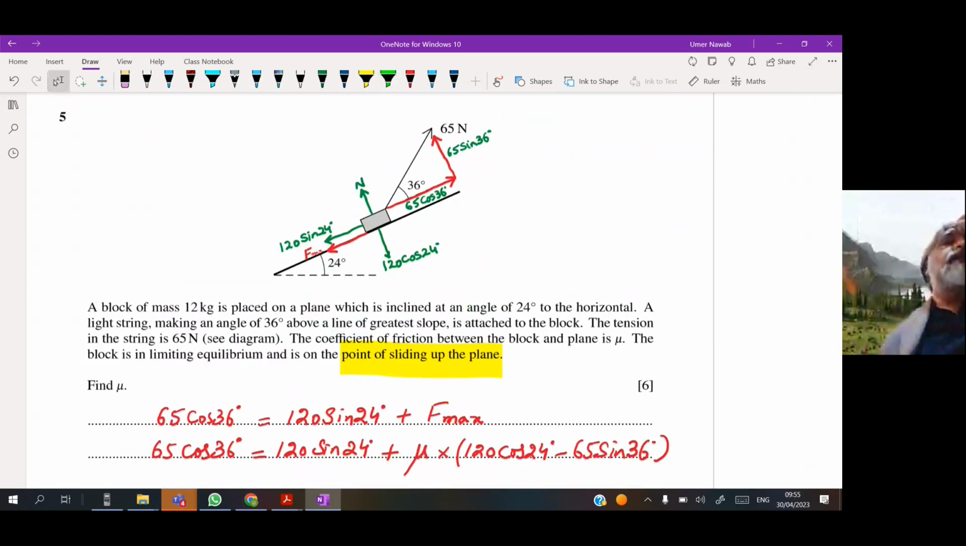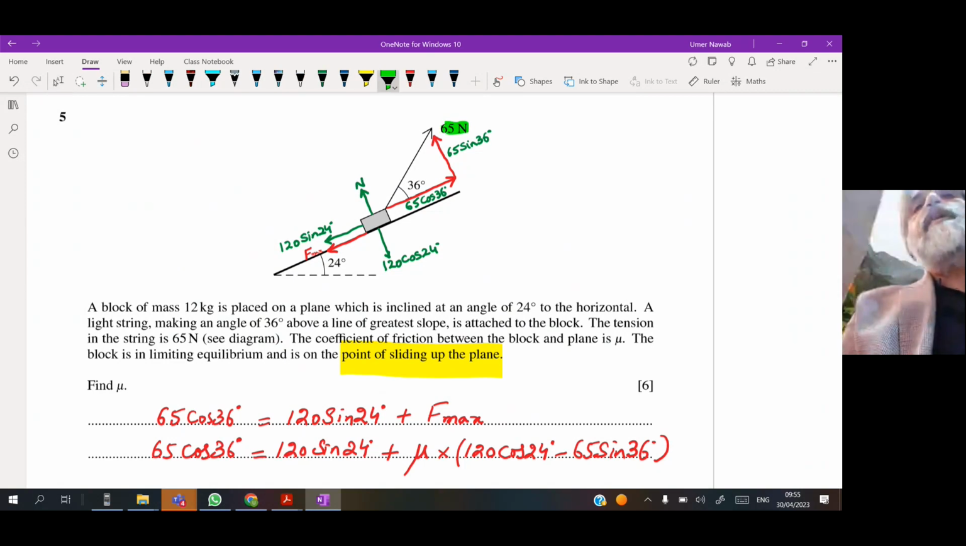Question number 5. Question number 5 is a straightforward ideal question on friction. So first I look into this question. It is 65 newtons and it is not acting along the plane. I need to resolve it, guys. So in front of the angle is with the sine, and this is the cosine. So I resolved it. Then the weight component is always acting vertically downward.